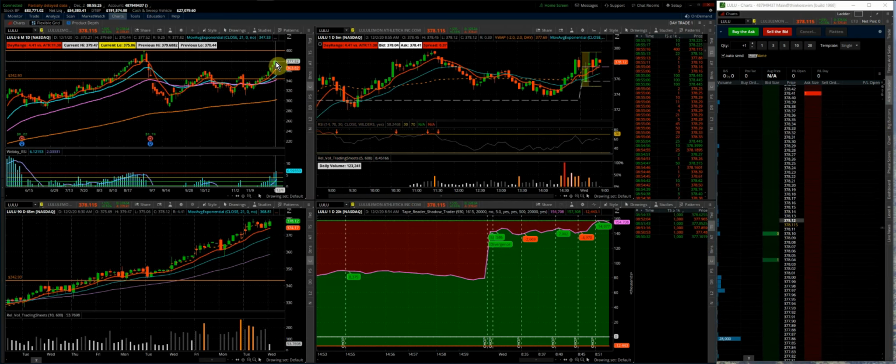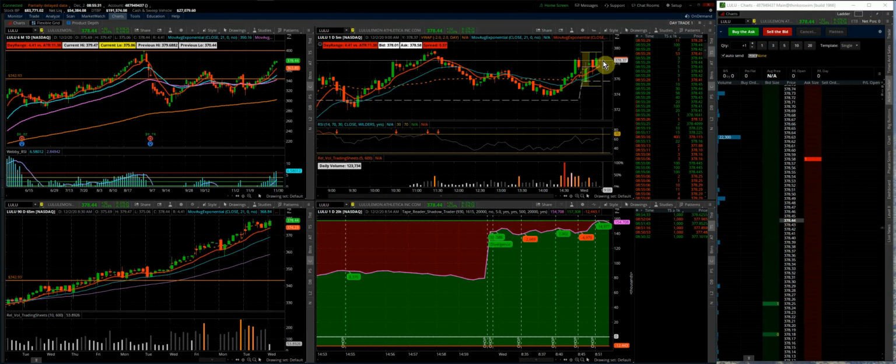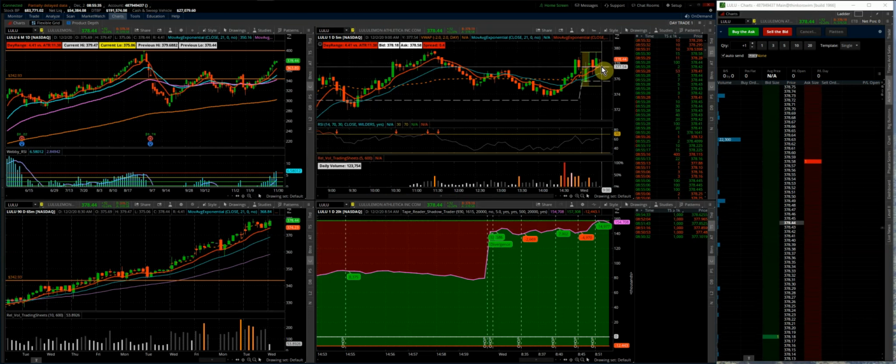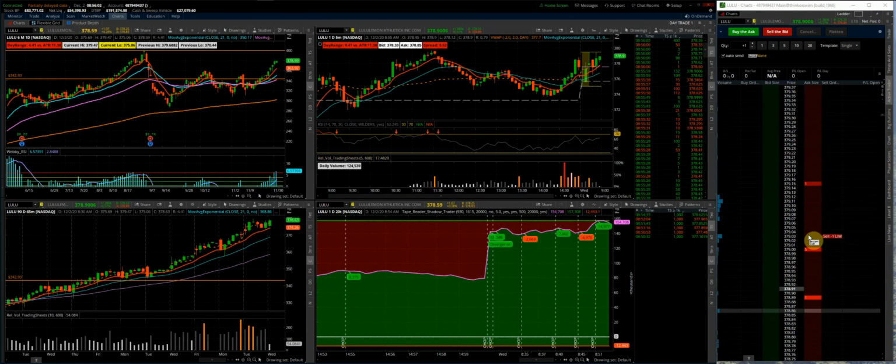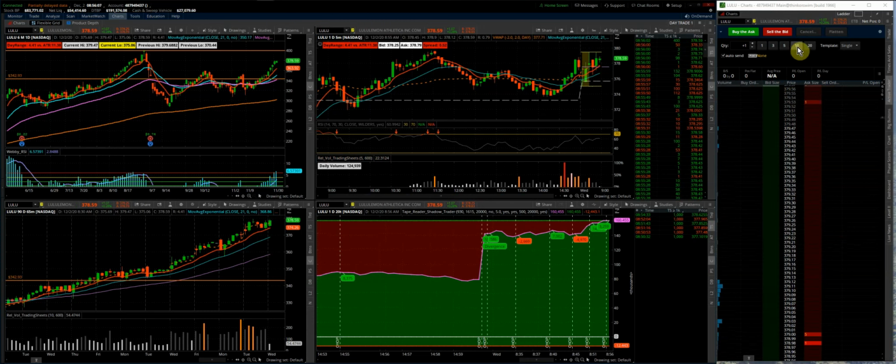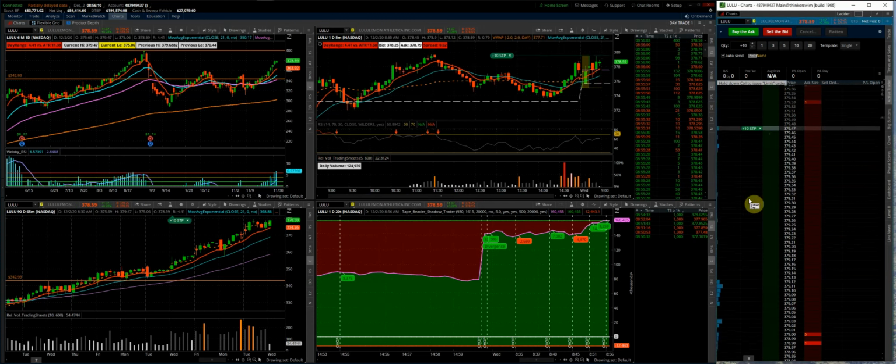This is Lulu. Lulu has been climbing steadily for the past few days. You can see here my entry would be at the opening range breakout right here, but it has space. It has moved only 441 of an ATR of 1138. So just for illustration purposes, let's place an order. Let me see what the highs are here. I'm going to do 10 shares to see how that goes. Okay, so that's my Lulu.